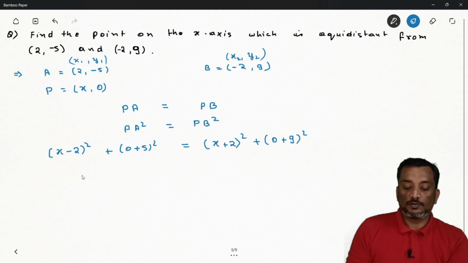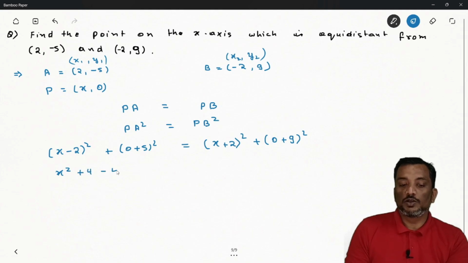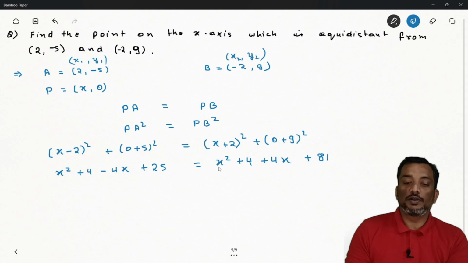After that, we solve both sides. You know the identity for (a minus b) whole square. So this one will come as x square plus 4 minus 4x, and this will be 25. Same way this side also, x square plus 4 plus 4x, and this will be 81. Now you can see on both sides you can cancel the like terms. So x square gets cancelled, 4 also gets cancelled.